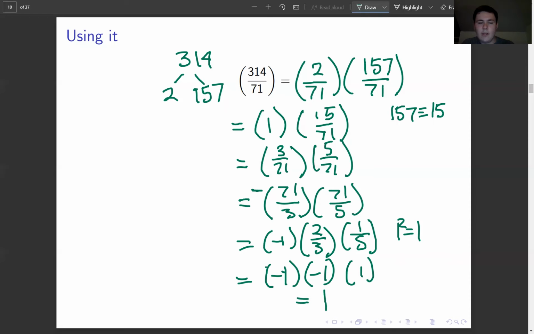So without having to worry about squaring things and figuring things like that out, we were able to use the theorem of quadratic reciprocity to figure out that 314 is equivalent to a square mod 71.